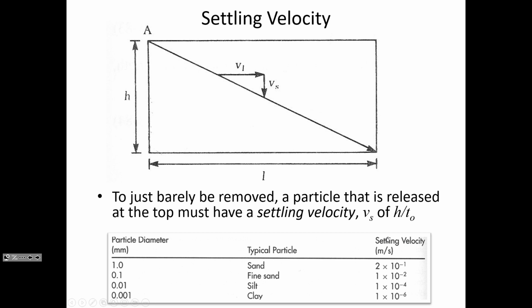You can see that this is just showing typical settling velocities in meters per second. A 1 millimeter diameter grain of sand would settle down at, what's that, 0.2 meters per second? So 0.2 meters per second, that's pretty fast. But as the particles get increasingly small, the settling velocity gets much, much smaller.